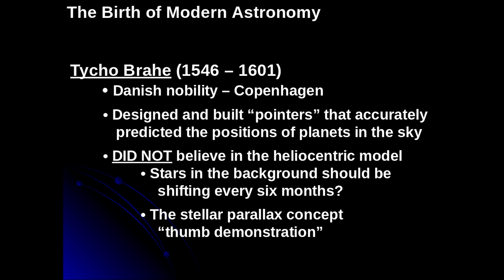So what Tycho didn't realize, the reason why the background stars weren't shifting when it goes from 6 months around the sun to another 6 months, is because the background stars are so far away. They are so far away that the shift is negligible. You're not going to see it. And so he may not have bought into the heliocentric model, but what he did show with his pointers, again, is that the background stars are far, far, far away.